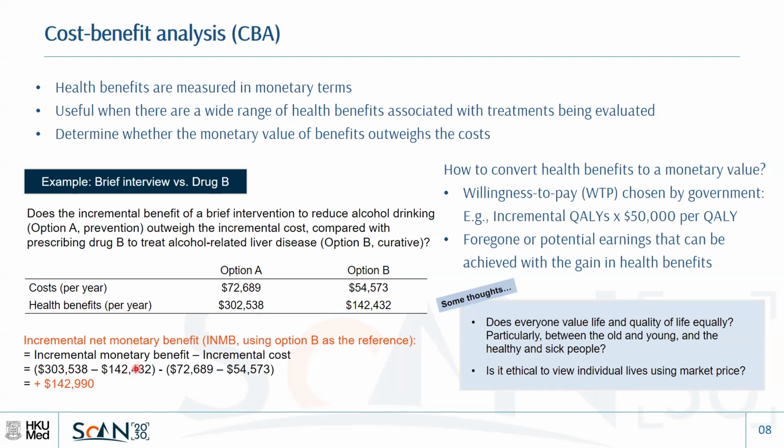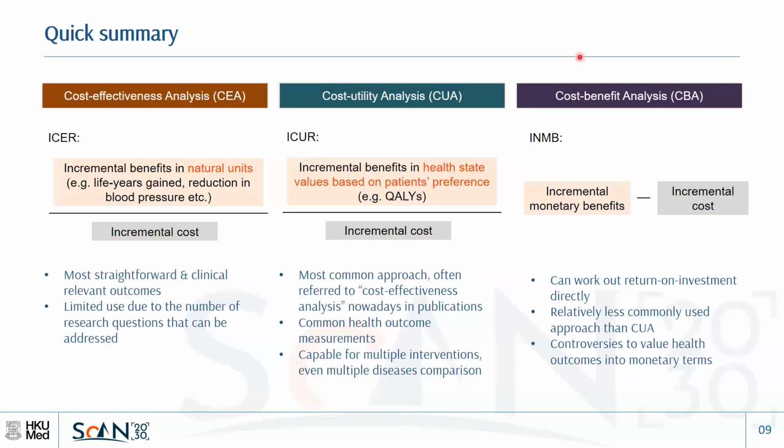Although CBA would give us very straightforward results in terms of monetary benefit, there are ongoing debates about how to value life and whether people from all walks of life should be treated equally with similar value for life. This slide shows a quick summary of CEA, CUA, and CBA concepts and their advantages and drawbacks and how they should be used to complement each other.